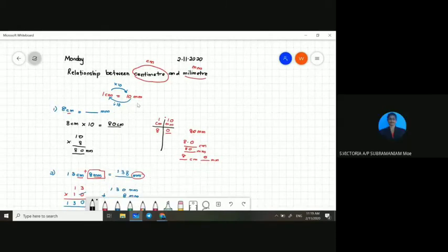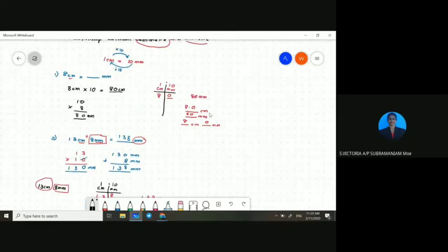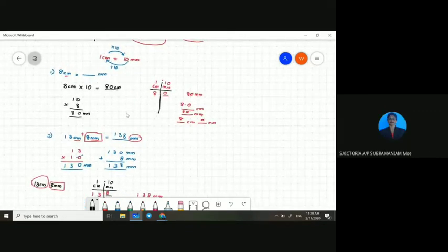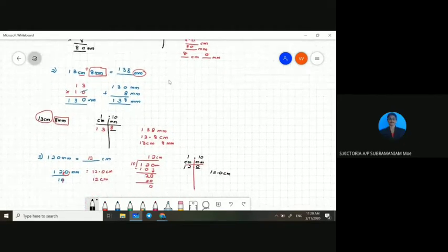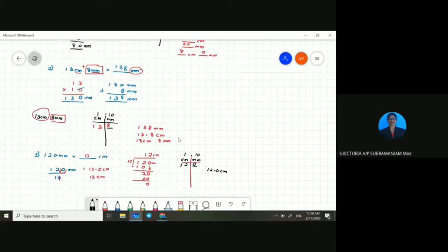Okay. So these are some examples that teacher taught you just now. There are 3 examples I give you. It's up to you. Which method you understand, you can use that method to do this conversion. This method we can also use in addition, multiplication, and subtraction. So you no need to worry. Have you copied down the examples?